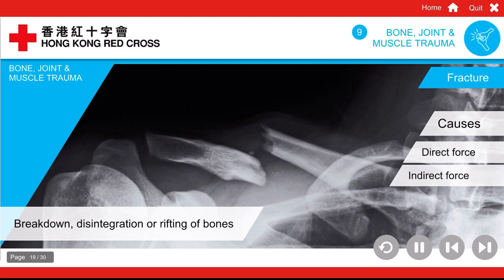The second cause is indirect force. The fracture site isn't at the point where a force is applied. For example, when you fall from height with the heel touching ground first, causing spine fracture. The third cause is muscle pull. The movement of bones turns opposite to the movement of muscle. For example, strong twist or wrench of triceps will lead to elbow fracture.